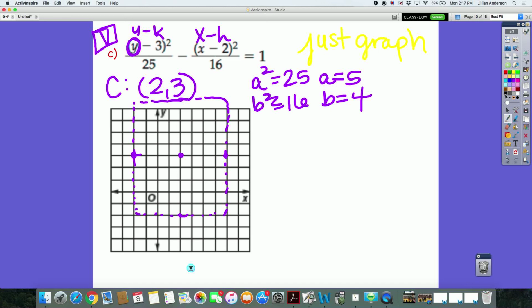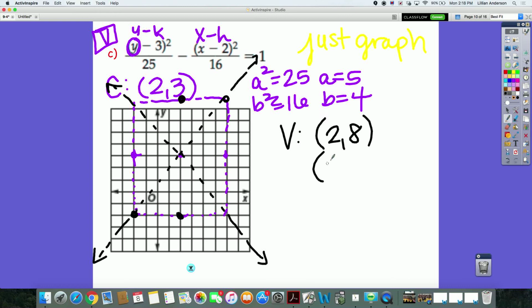I do need to draw in our asymptotes here. Remember, they come at the corners of that box. That's why we draw in the box. And since it is vertical, that means my vertices should be here and here. Just to harp on it, for our vertices, we're going to add 5 to the y coordinate, so that's going to be 2, 8. And then subtract 5, so it's going to be 2, negative 2, and that's exactly where our 2 points are located.